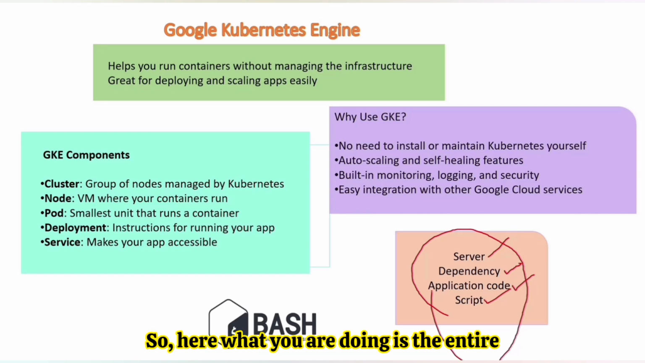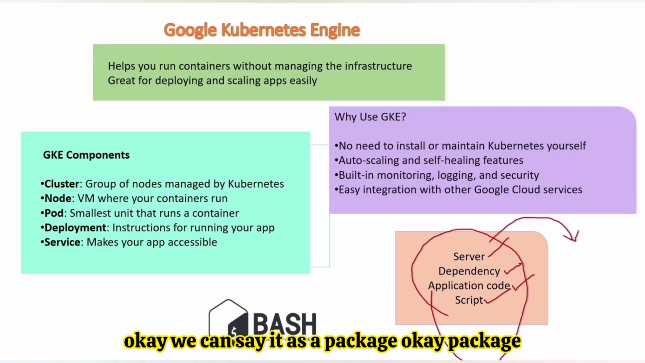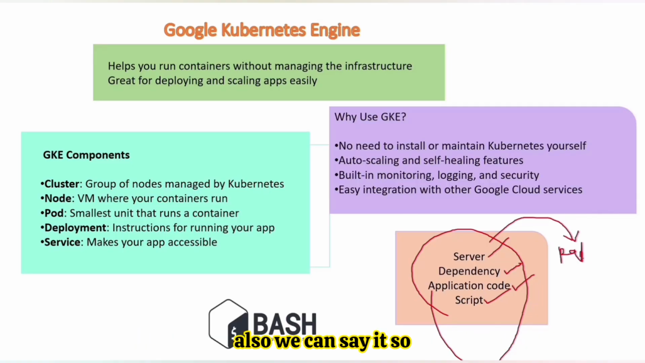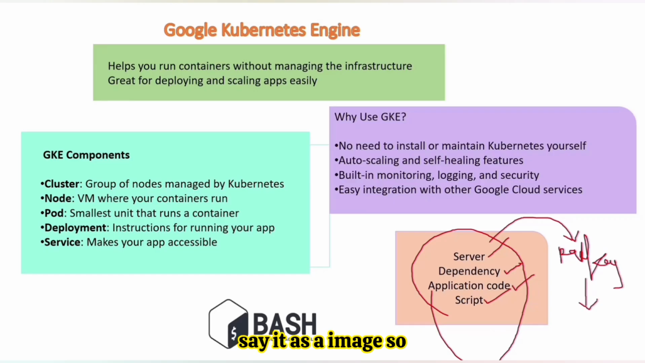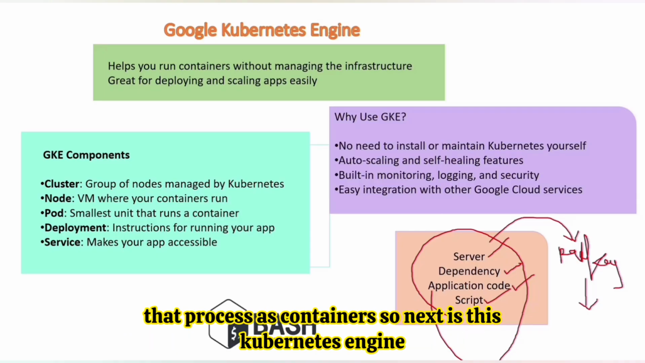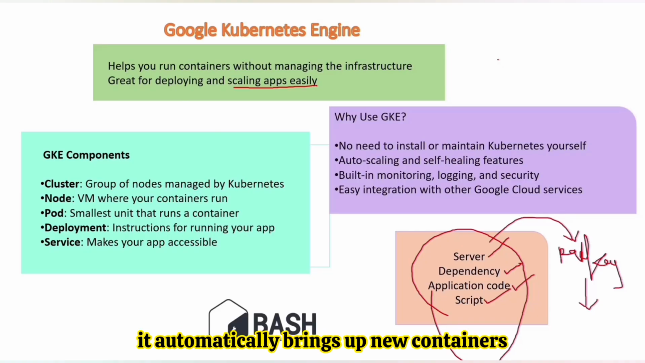So here what we are doing is, the entire thing we will be building into a file. We can say it as a package. That package, in the Kubernetes world, we will say it as an image. So that's the main thing here. When the image starts running, we will say that process as containers. Next, this Kubernetes engine scales up applications easily. When the containers go down, it automatically brings up new containers and it is visible to everyone.